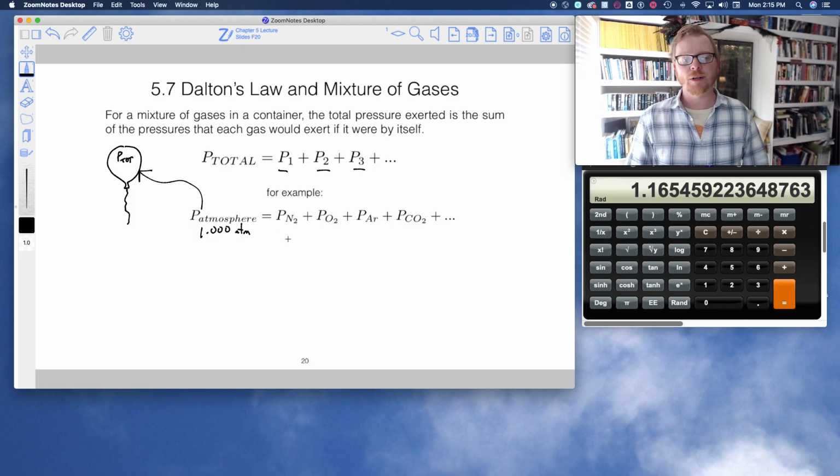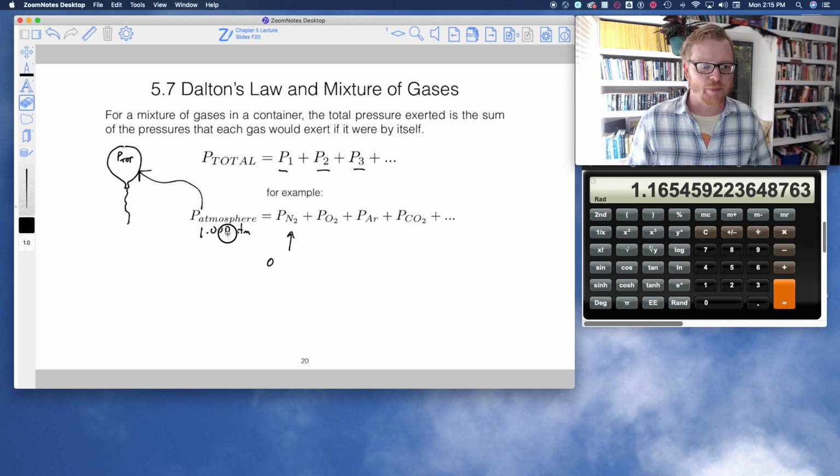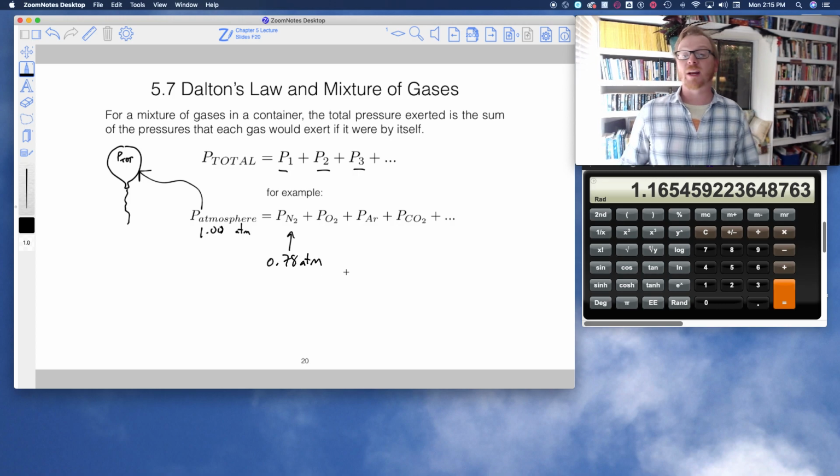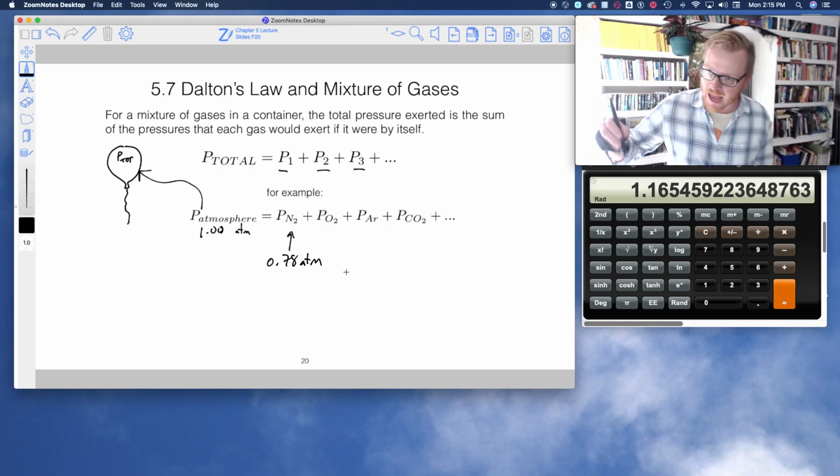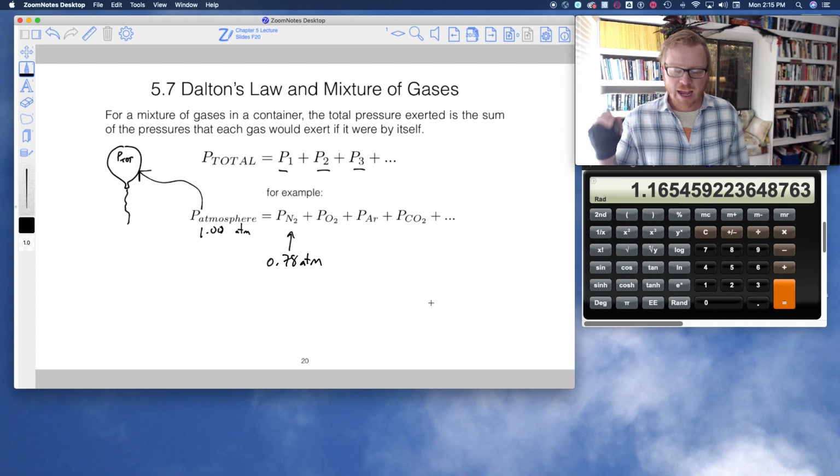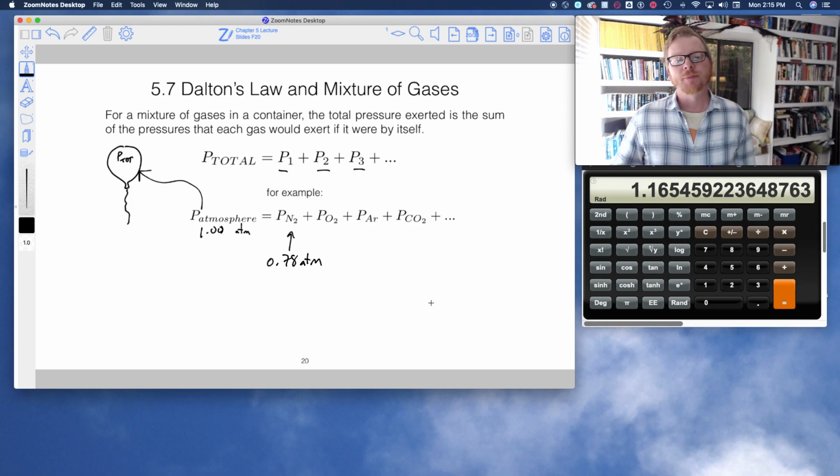Well, as it turns out, I'm going to take one significant digit off because I just realized I don't have all of these digits committed to memory. 1.00, okay? Well, as it turns out, nitrogen would account for about 0.78 of that at sea level, in the atmosphere. At sea level, nitrogen is about 0.78 atmospheres, okay? Oxygen is about 0.21 atmospheres. This plus this gives me 0.99.